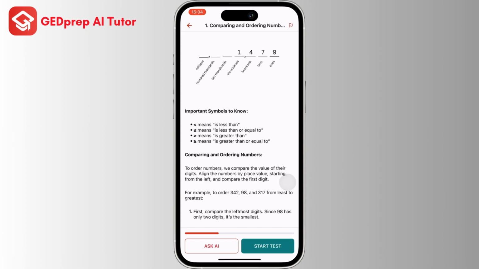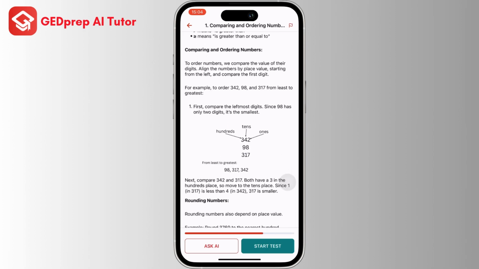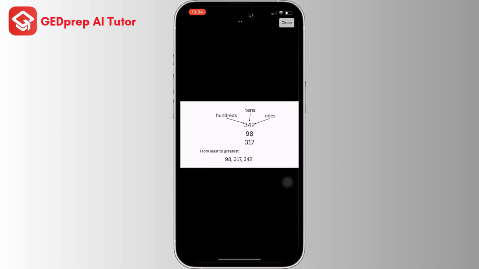Comparing and ordering numbers. Now let's talk about how to compare and order numbers. To do this, we line up the numbers by place value, starting from the left, and compare one digit at a time. Here's an example. Let's compare the numbers 342, 98, and 317. We want to arrange them from least to greatest. Step 1. Start by comparing how many digits each number has. The number 98 has only 2 digits, so it's automatically smaller than any number with 3 digits. So we know 98 is the smallest.